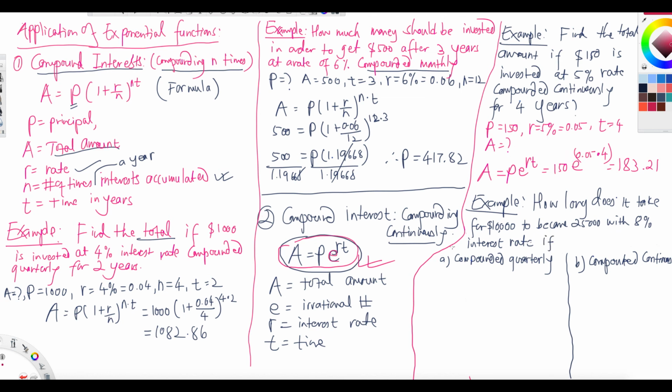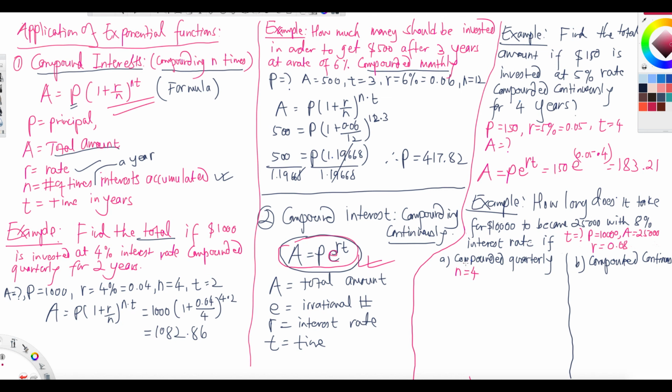Okay, let us see the last example. It says, how long does it take? That means t equals what? It is asking for t, right? For $10,000, that means P equals 10,000, to become 25,000, that means A, the total amount, will be $25,000, with 8% interest rate. R equals 0.08. These are the given things. The first problem is compounded quarterly, so we will be using this formula, right? So n equals 4.